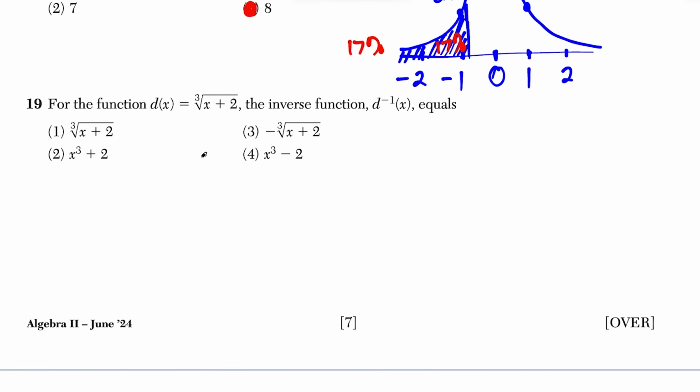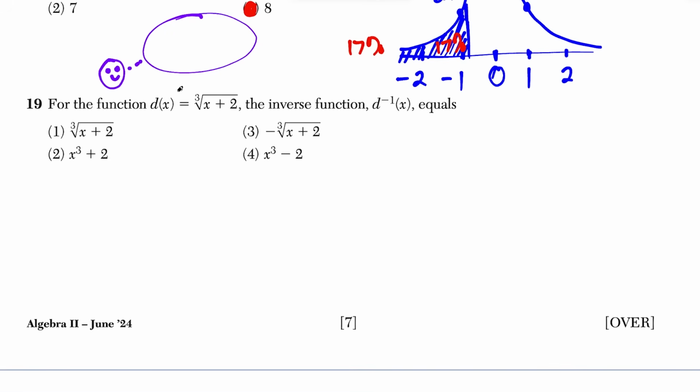Question 19, for the function d of x equals cube root of x plus 2, the inverse function d inverse of x equals. So for this one, we have to know the technique for finding an inverse function. What we're going to do is switch x and y, and then solve for y.